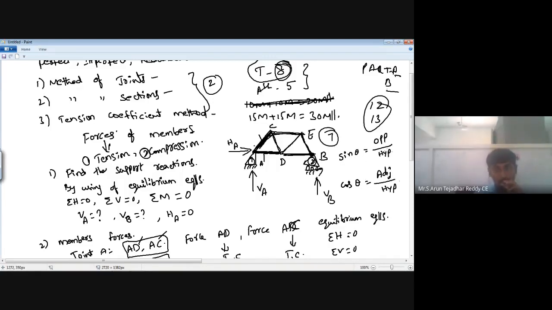Sin theta is equal to opposite by hypotenuse. Cos theta is equal to adjacent by hypotenuse. So while resolving forces, sin theta and cos theta must be known. And when we apply sin theta, when we apply cos theta, and when we apply tan theta, that comes under the problem-solving point of view. But before that, all of you note down these two important points.